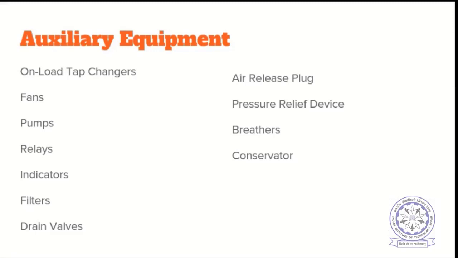About the auxiliary equipment, actually we have covered some of them. These are in general auxiliary equipment in a transformer. On-load tap changers, which we will study. Today you have seen how it will look like inside, but we will study in detail later. Fans we have seen, pumps, relays, indicators, filters, drain valves, air release plug, and pressure relief device, breathers, conservator. These are the various auxiliary equipment. I suggest you search these words online and see how they look like.